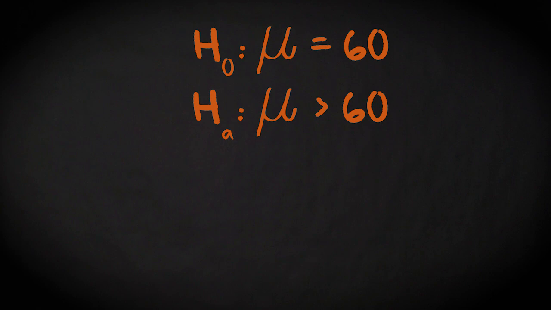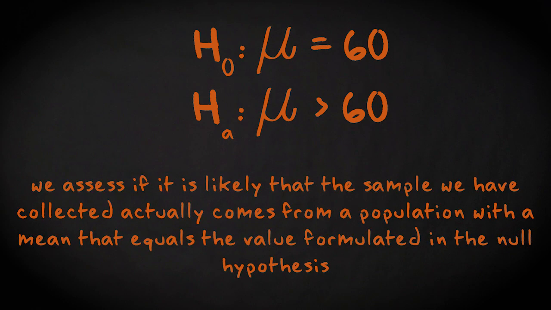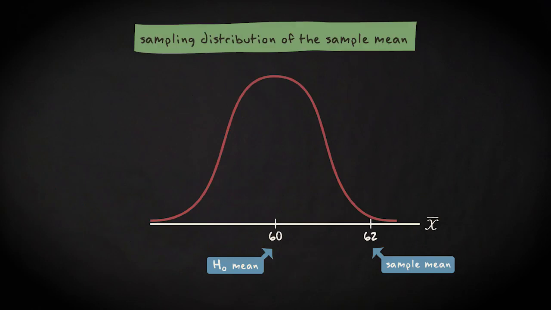We conduct a significance test about a population mean like this. We assess if it's likely that the sample we have collected actually comes from a population with a mean that equals the value formulated in the null hypothesis. So this is the distribution we're interested in. It is a sampling distribution of the sample mean with a mean of 60, which is the null hypothesis value. How likely is a sample mean of 62 if the population mean is 60?